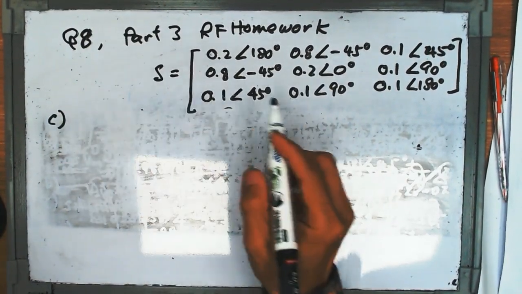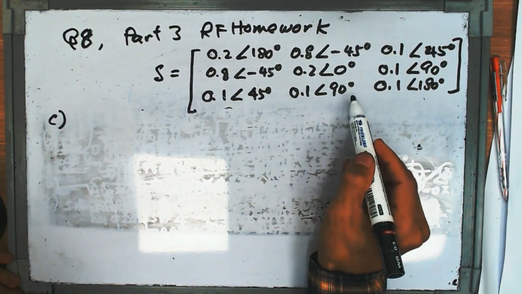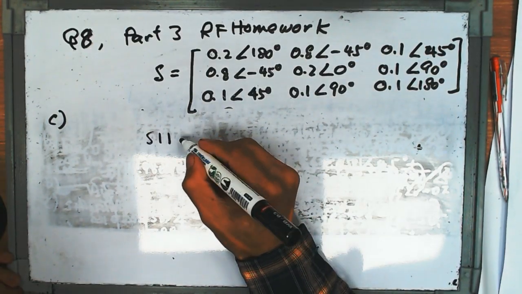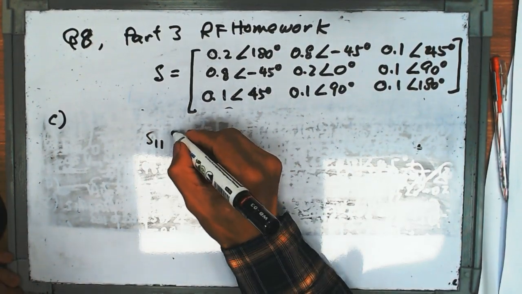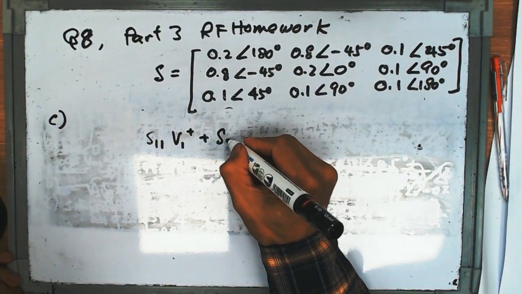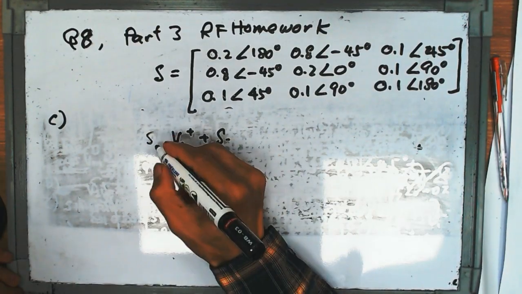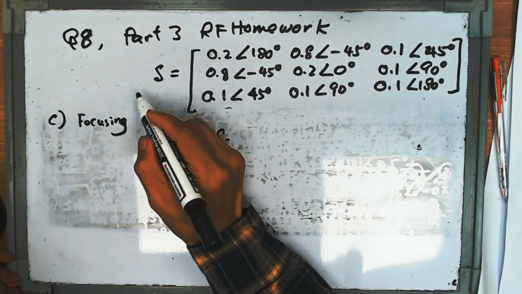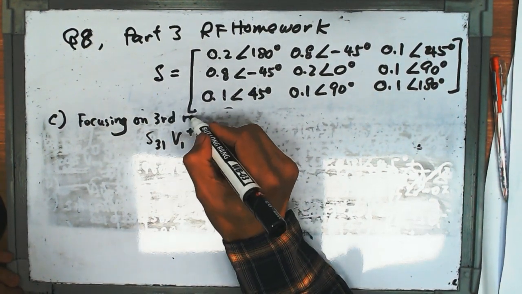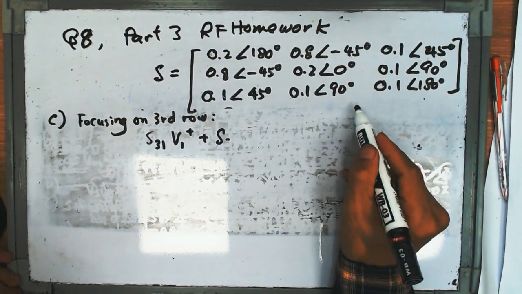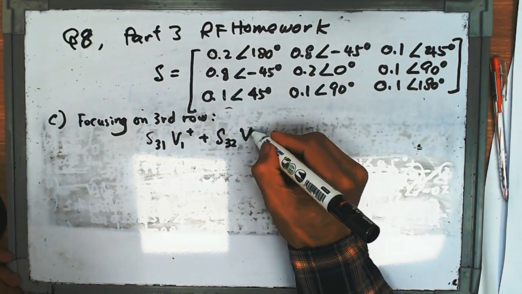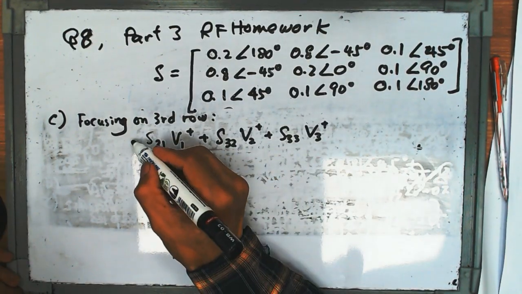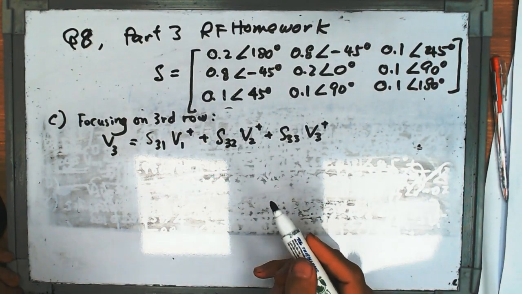Now, first of all, if you look at the third row of the matrix, we have S31 V1 plus, and then S32 V2 plus, and S33 V3 plus, and this is going to be equal to V3 minus.